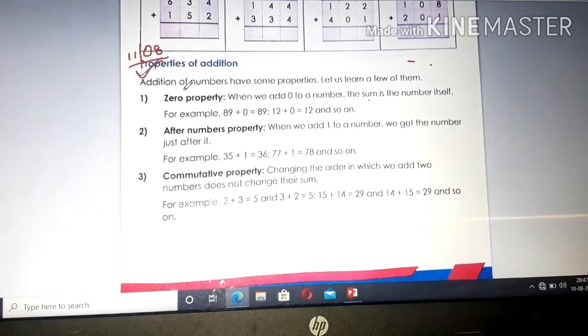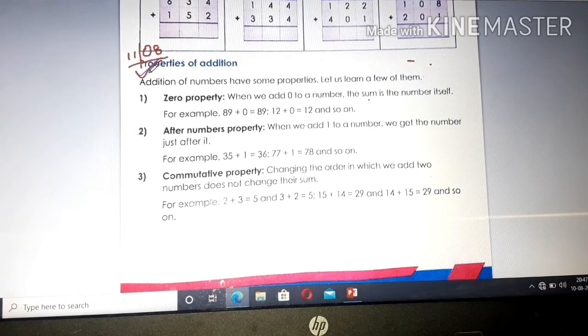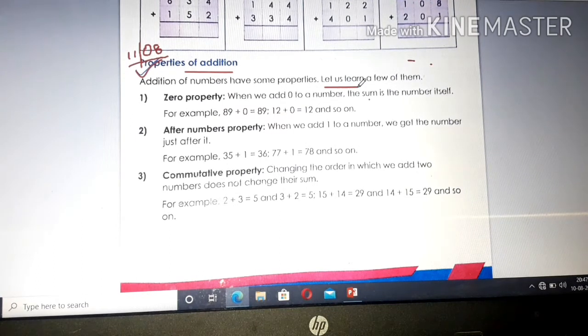So let's start. Take out your book. Okay, children, take out page number 45 of your book. Write there today's date. So we are going to start with properties of addition. Addition of numbers has some properties. Let us learn a few of them.